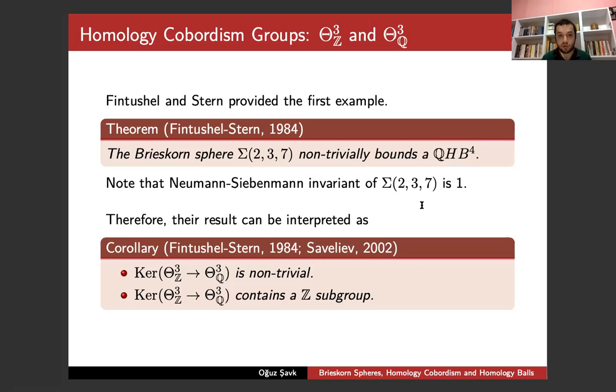It depends on the connected sum behavior of the Neumann-Siebenmann invariant, and also requires that we know that the Neumann-Siebenmann invariant is an invariant for homology spheres. This result is also due to Saveliev. So the second corollary depends on the work of Saveliev.